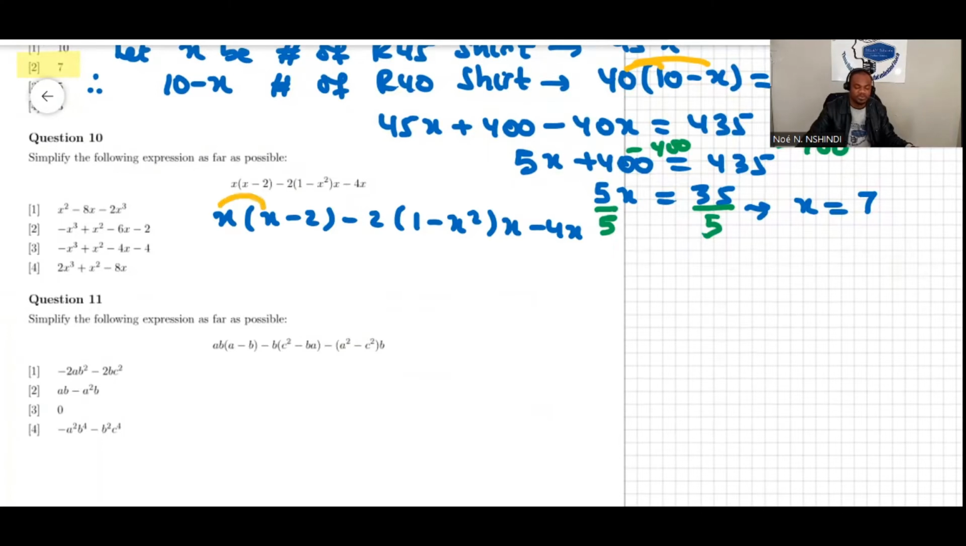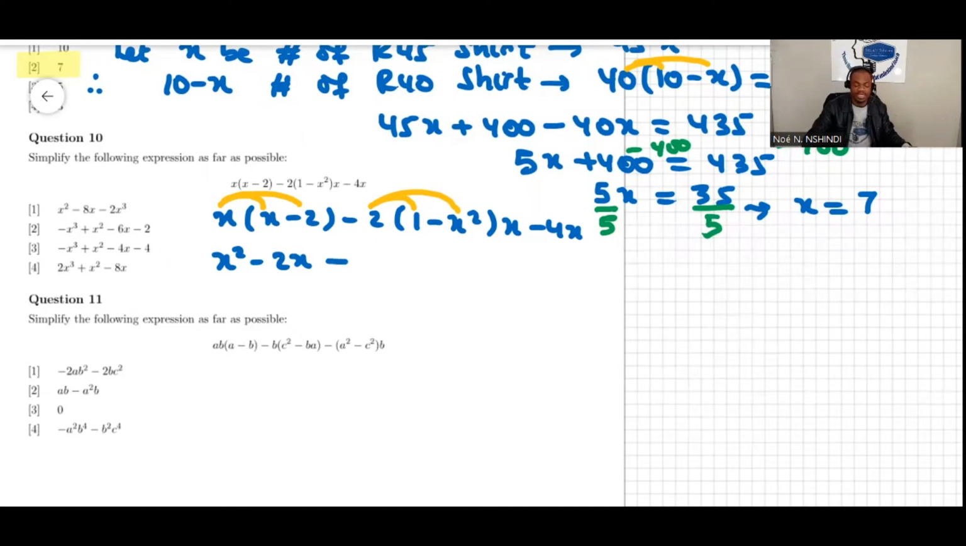To drop the brackets, we're going to do x times x, and then x times -2, and then -2 times 1, and then -2 times x squared. But remember, there's an x next to the brackets here, so this will be x squared minus x times x makes x squared, and then x times 2 makes 2x. There is a negative sign there.